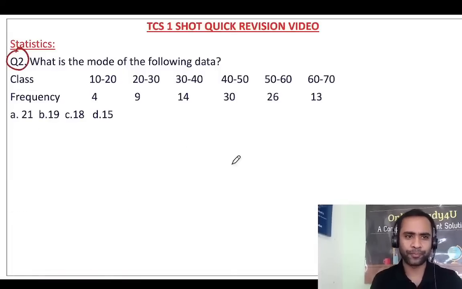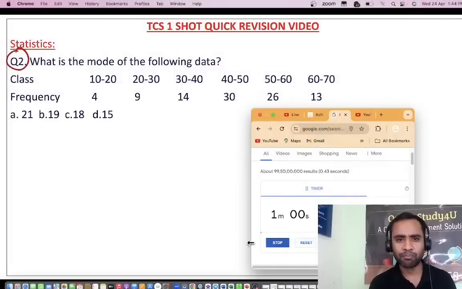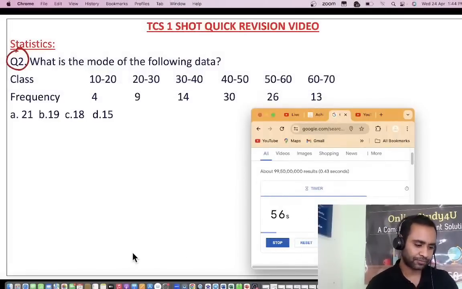Now question number 2. So what is the mode of the following data, right? So what is the mode of the following data? Is it clear?